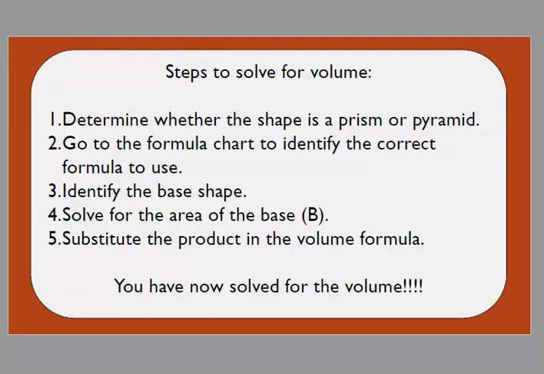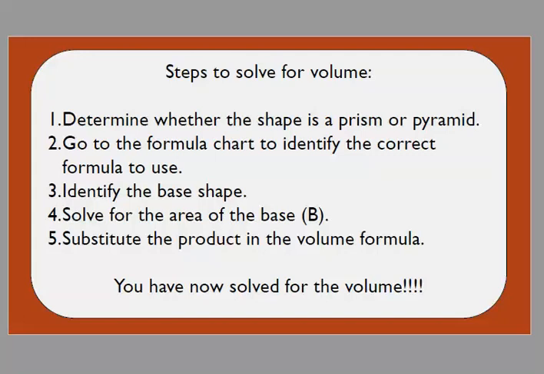Let's now look at the steps to solve for volume. The first step is to determine whether the shape is a prism or a pyramid. Second step, go to the formula chart to identify the correct formula to use. Since we're going to be talking about prisms, we're going to be using the formula V equals area of the base times height, which is what we previously saw on our formula chart. Step 3 is to identify the base shape. Step 4 is to solve for the area of the base, big B. And step 5 is to substitute the product in the volume formula. And there you have it, you've solved for volume.